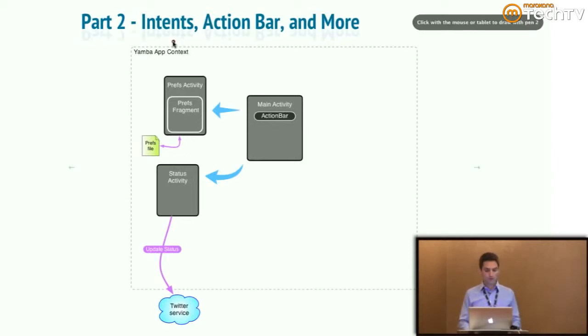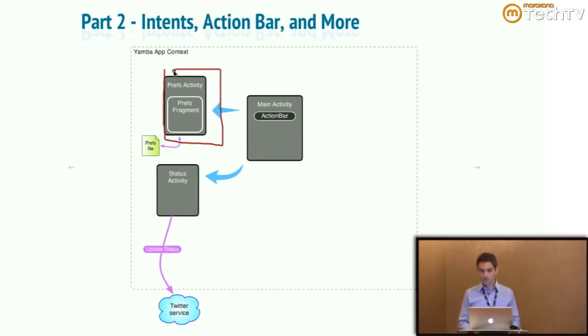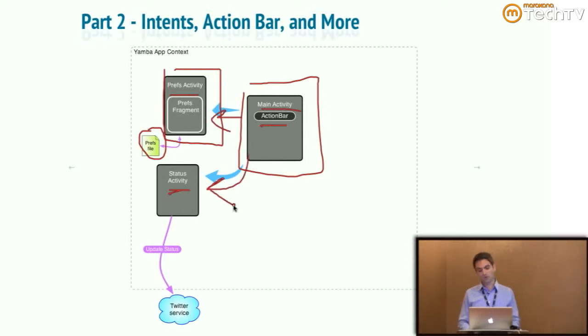So the next iteration is to add yet another activity, so yet another screen. We already have this one where I can post to Twitter, but I don't have a way to update my username and password, and also I need a way to store that username and password. Now, I would also need something that glues these things together. So I'm going to create a main activity with an action bar that's going to provide that navigation ability to jump here or jump here.